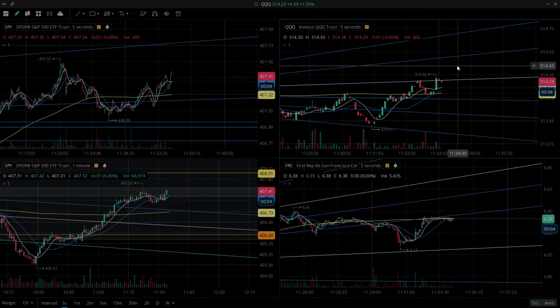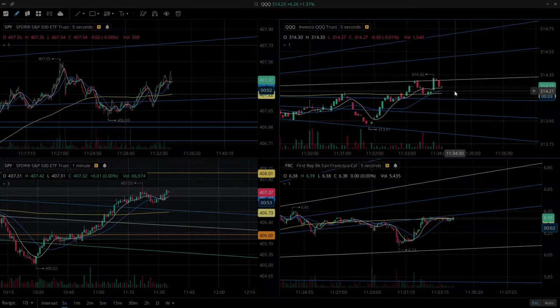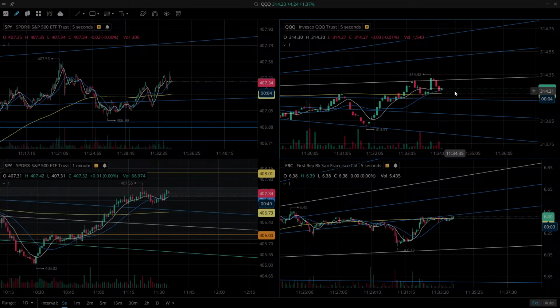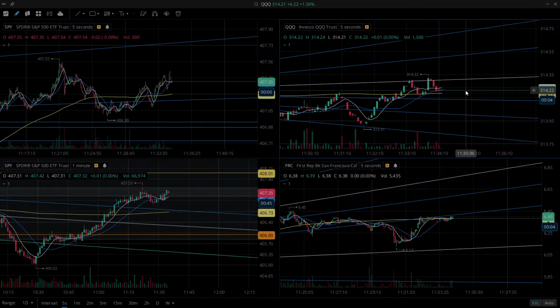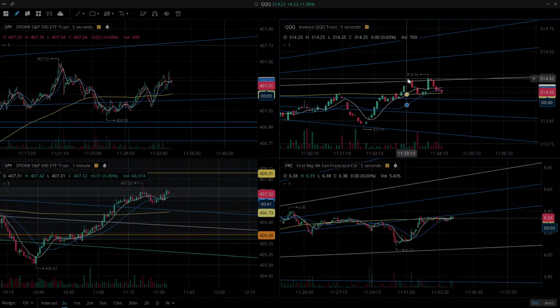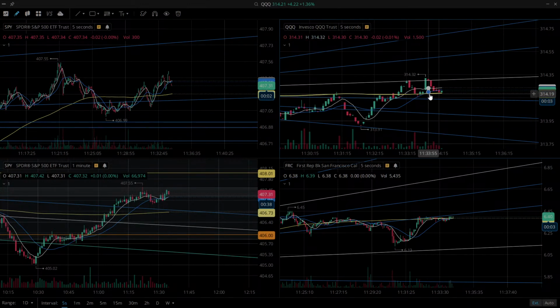314.50 is the next target if it gets loose of this. Watch the accumulation. There's a 3-bar right there too on the 5-second as well. 1, 2, 3. We'll probably overshoot that a little bit. It's a little double top on top of the 200 though. Be careful.